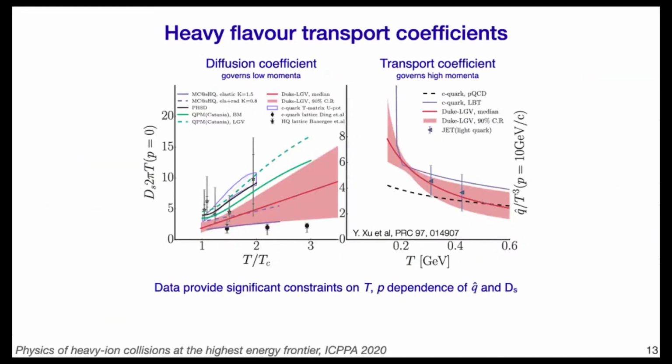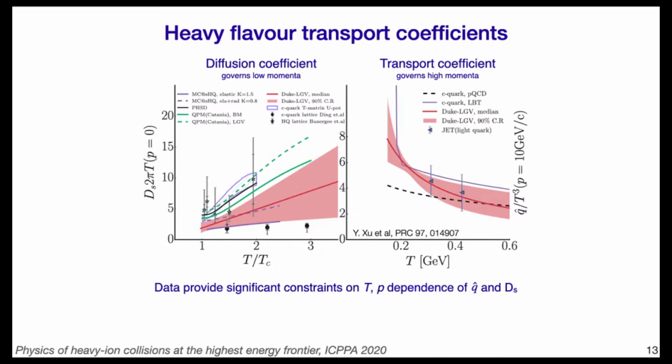And to summarize that, I would like to show you this plot, which is the extracted or the determined nuclear transport coefficients, which are now determined from fitting the data as we saw in the previous slide. On the left, you see the diffusion coefficient, which governs the behavior at low PT. This is a spatial diffusion coefficient. And on the right, you see the Q hat, this transport coefficient that I talked about that drives the energy loss at high PT. And the red curves are from a fit to the data.